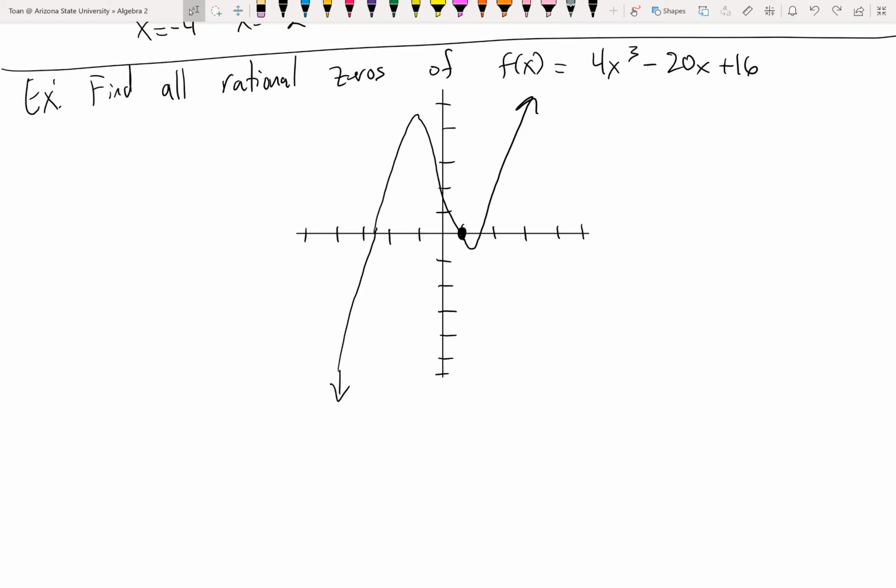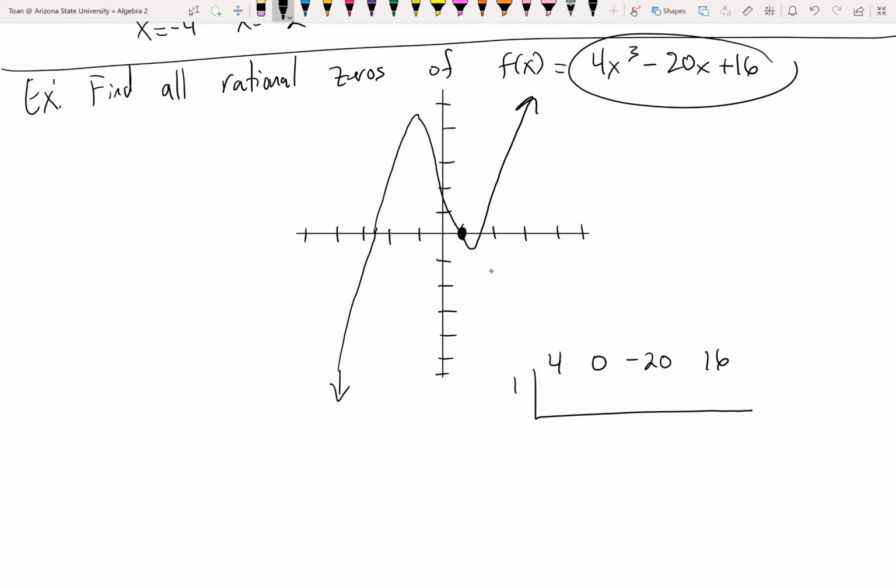We're going to synthetically divide out, in this case, x equals 1, from the problem 4, 0, negative 20, 16. Remember, we had to put the 0 here because we don't have an x squared in the problem. So let's go ahead and synthetically divide it out. Again, I just want to summarize that you would synthetically divide out that 1 because it was an x value that was easy to read. So it's that 4, negative 16, negative 16, 0.